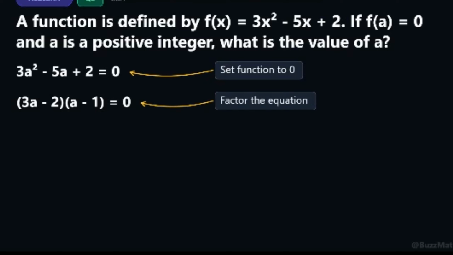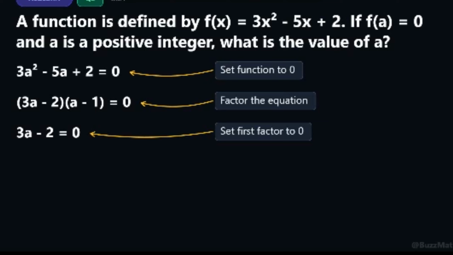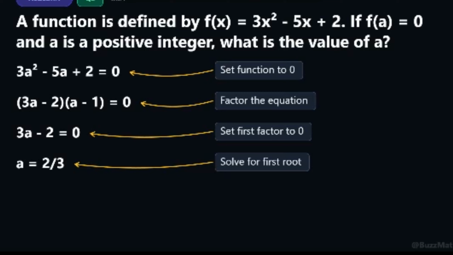Factor the equation. Set that first binomial equal to 0 to find our first potential root. 3a - 2 = 0. Set first factor to 0. Add 2 to the right, divide by 3, and we get a = 2/3. Solve for first root.